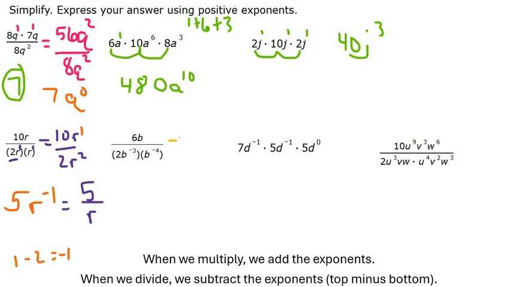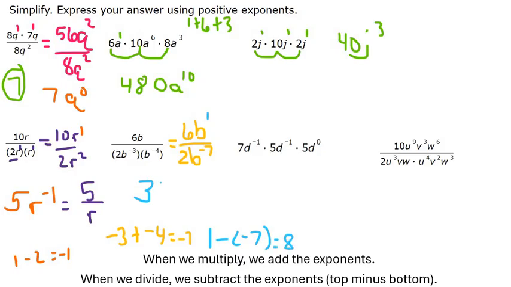And for the next one, I'm going to just write down the top, which is 6b. And on the bottom, we have 2 times nothing there, just a little 1 right there, so it's still a 2. And for the exponents, we're going to add them for the ones that are on the bottom. So negative 3 plus a negative 4 is a negative 7. So we're going to rewrite this to be b to the negative 7 power. And now we're going to do 6 divided by 2, which is 3. And for the exponents, it's 1 minus a negative 7. So 1 minus a negative 7 is a positive 8. So our answer will be 3b to the 8th power.